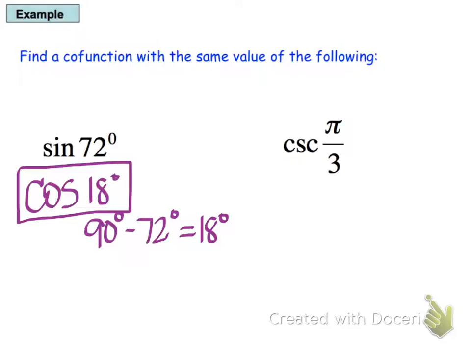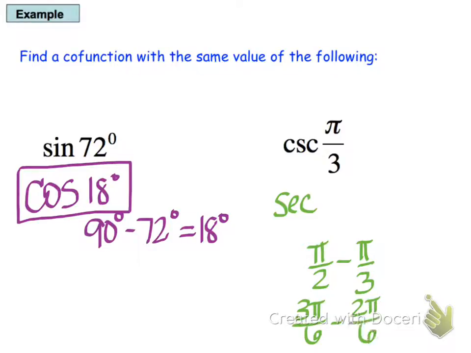Now for our next example, it's cosecant of pi over 3. Now cosecant, first of all, its cofunction is secant. Except now we have pi over 3. We're dealing in radians. That's okay though, because we know that 90 degrees is the same as pi over 2. So we'll just use pi over 2 and subtract pi over 3 from it. We need to use some common denominators here, so I'm going to change these both into sixths. Pi over 2 is 3/6, and pi over 3 is 2/6. And so we get an answer of 1/6, or pi over 6. That tells me that the secant of pi over 6 is the same as the cosecant of pi over 3.